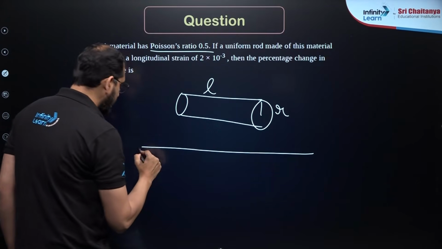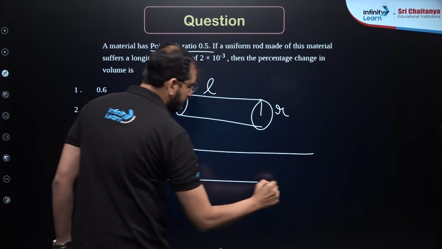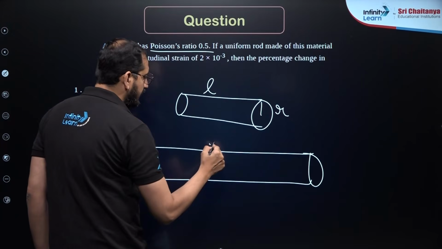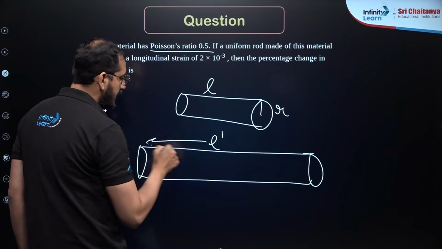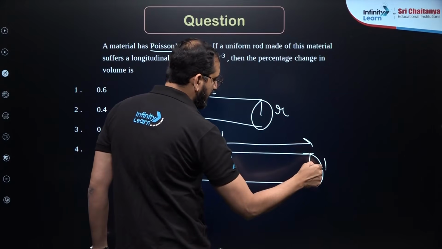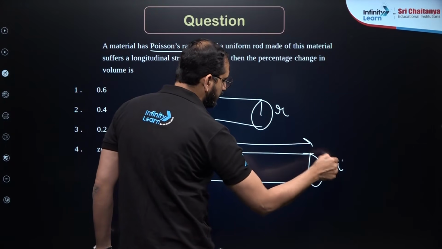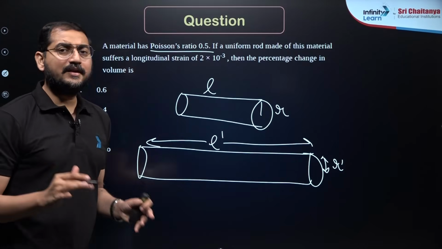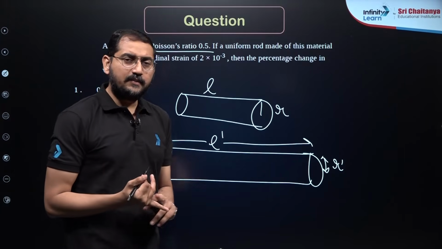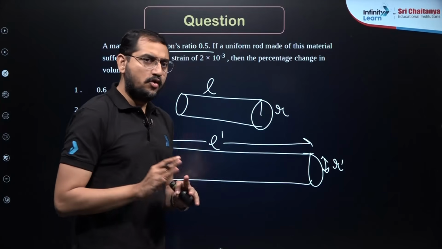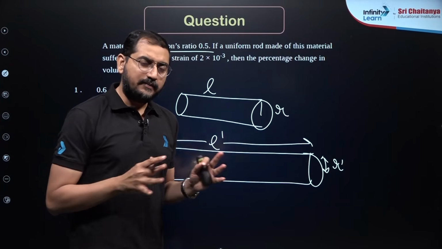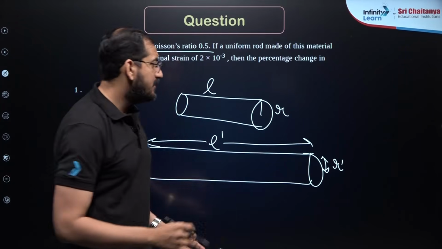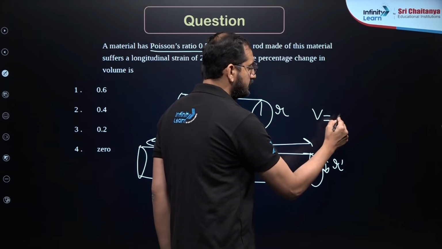If I stretch it, what will happen? Length will increase, a new length L dash will come, and what will happen to the radius? The radius will decrease, right? But in going from here to here, what will remain the same? The density of this material will not change. The mass of the material will not change. It means that the volume will be constant.